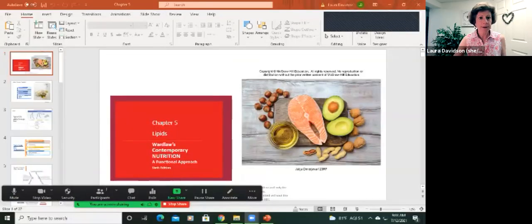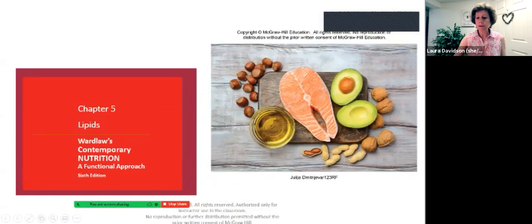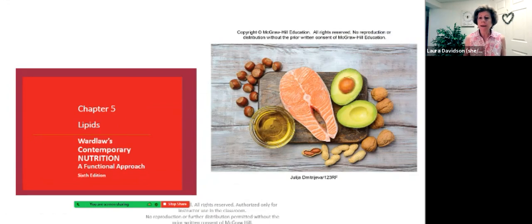Hi, everyone. We are going to take a look at Chapter 5 on lipids. So, in this chapter, we will continue the theme that it's important to focus on the type and the source when we're concerned about health. And that holds very true for lipids, just as it did for carbohydrates.